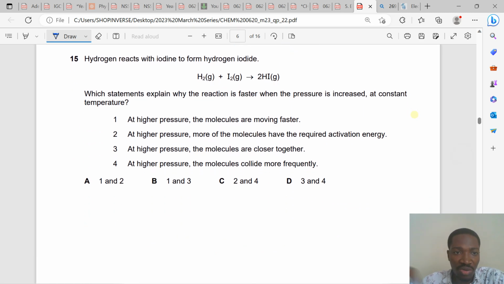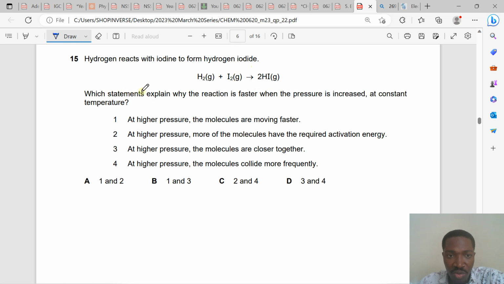Okay, so the next one: hydrogen reacts with iodine to form hydrogen iodide. Hydrogen plus iodine to form hydrogen iodide. Which statement explains why the reaction is faster when the pressure is increased at constant temperature? When you increase pressure, now look at the reaction here. Hydrogen gas reacts with iodine gas to produce hydrogen iodide. The number of moles of reactant equals the number of moles of product. That simply means the volume of reactant will be equal to the volume of product.